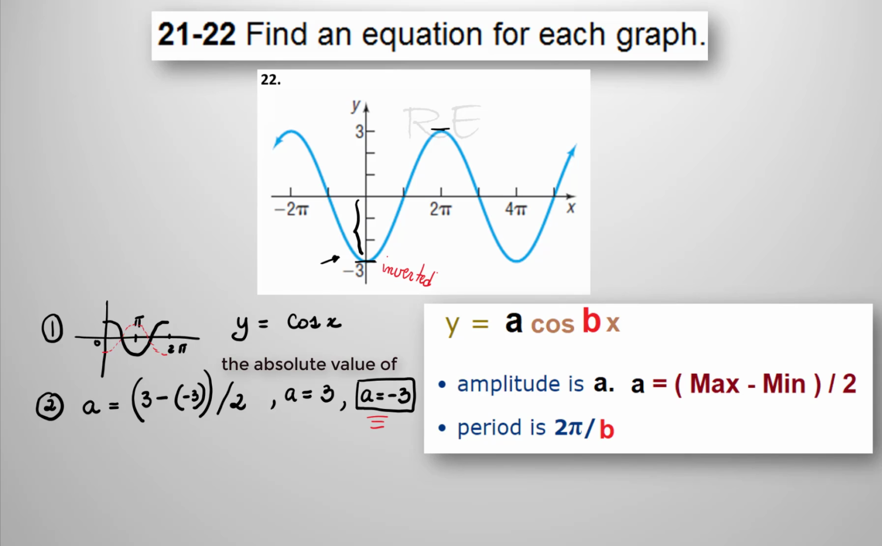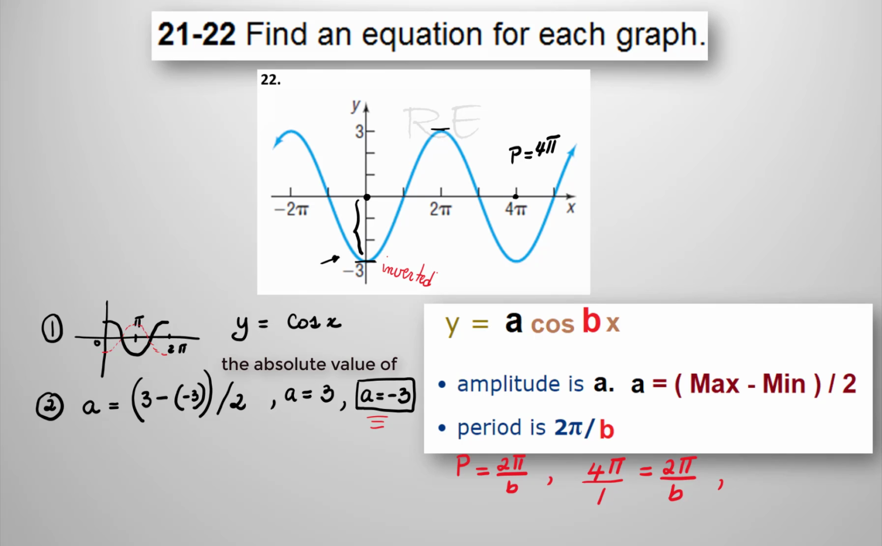Okay. Now, let's take care of the period for number 3. The period, the biggest cycle is from 0 to 4 pi. Now, using the formula for period, 2 pi over b, we're going to calculate b, the coefficient of x. 4 pi is equal to 2 pi over b. 4 pi is the period.